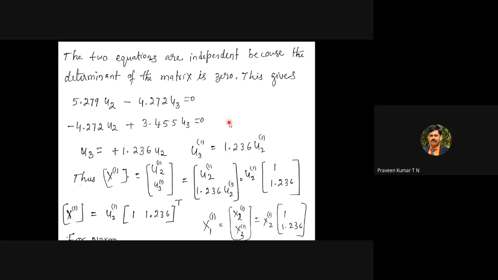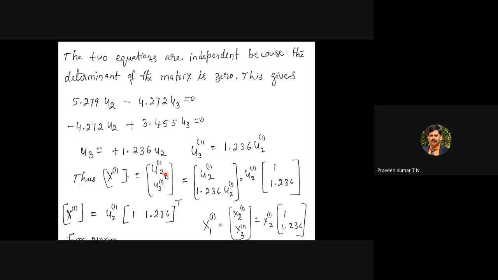At some point I am putting the notes also, so you can understand better. You can consider the first equation or second equation. We have U3 is equal to 5.279 divided by 4.272. So if you divide that, you will get U3 is equal to 1.26236. So that means if U3, we can get it here.